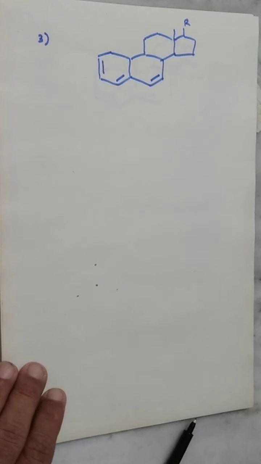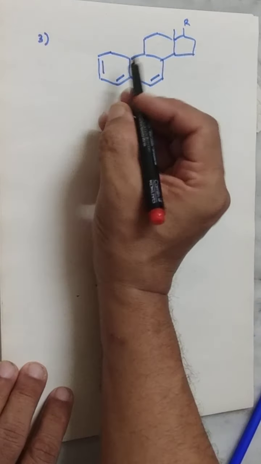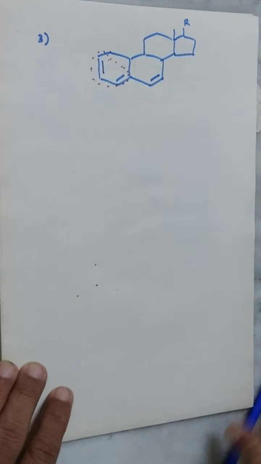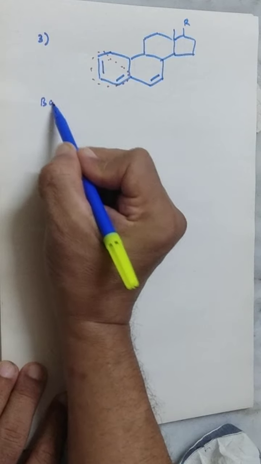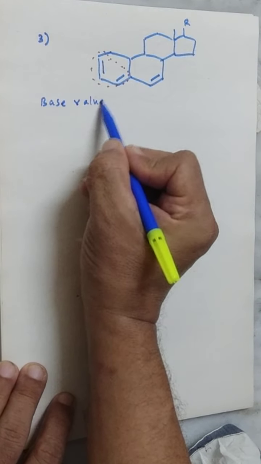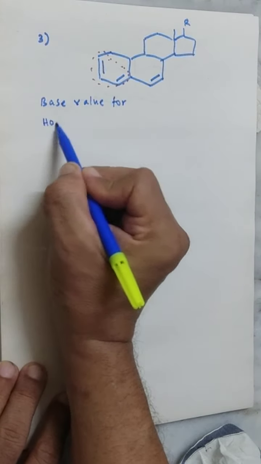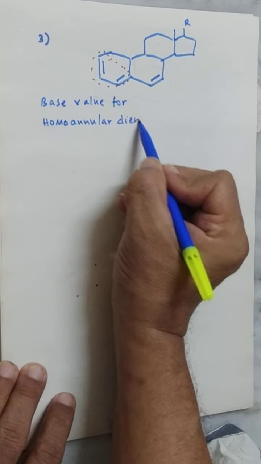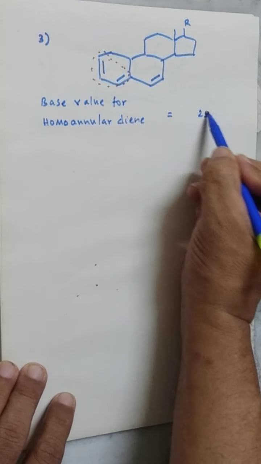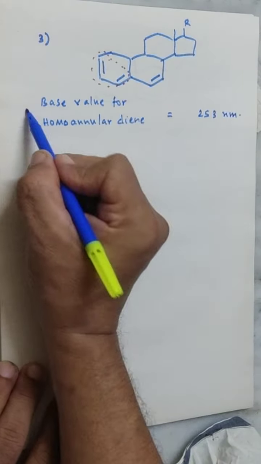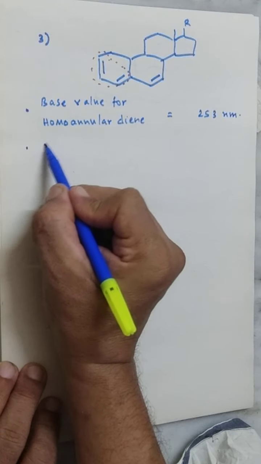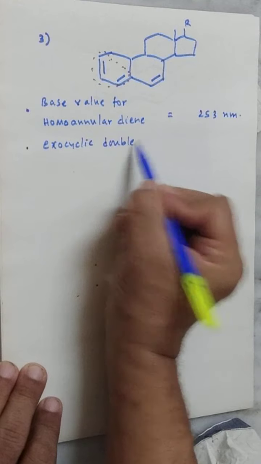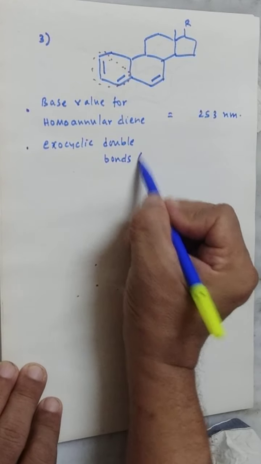Now come to the third example. Again, see here. This is a homoannular diene. So the base value for homoannular diene, as I already told you, is nothing but 253 nanometers. Over. See the second one. The second one is your exocyclic double bonds. Within brackets. See here.